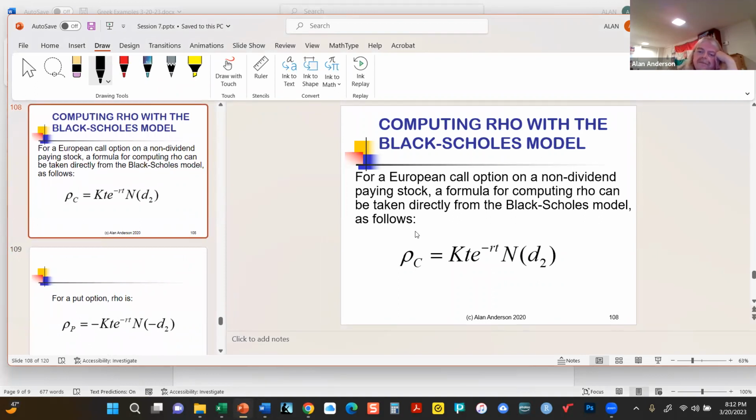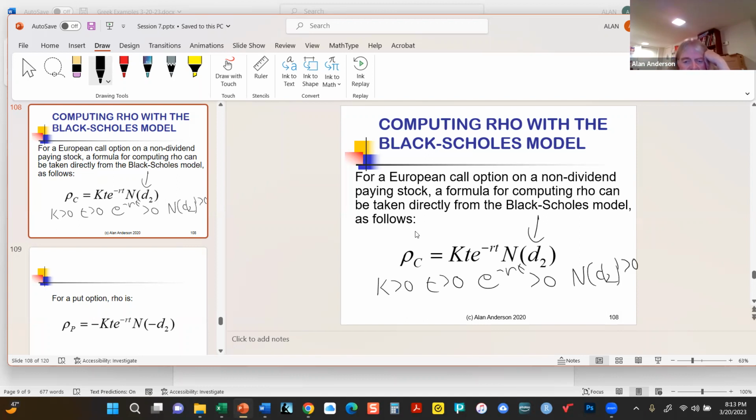For example, here, this is the formula for calculating the rho of a call. And you can see for the first time we have N(d2), by the way. We haven't seen that before. But N(d2) is a probability, so this has to be positive. The strike price K is positive. T is positive. e to the minus rT is positive. It's a number slightly less than 1, and N(d2) is positive. So because all four of them are positive, this guarantees that the rho is also positive.